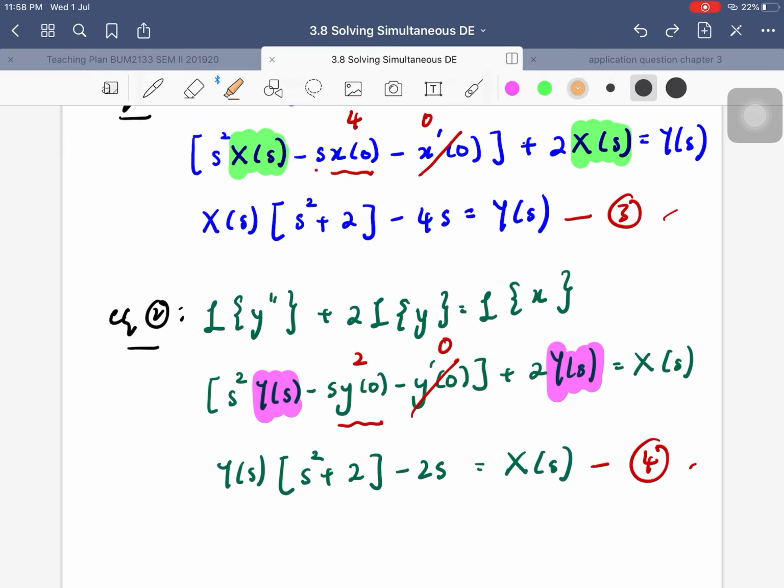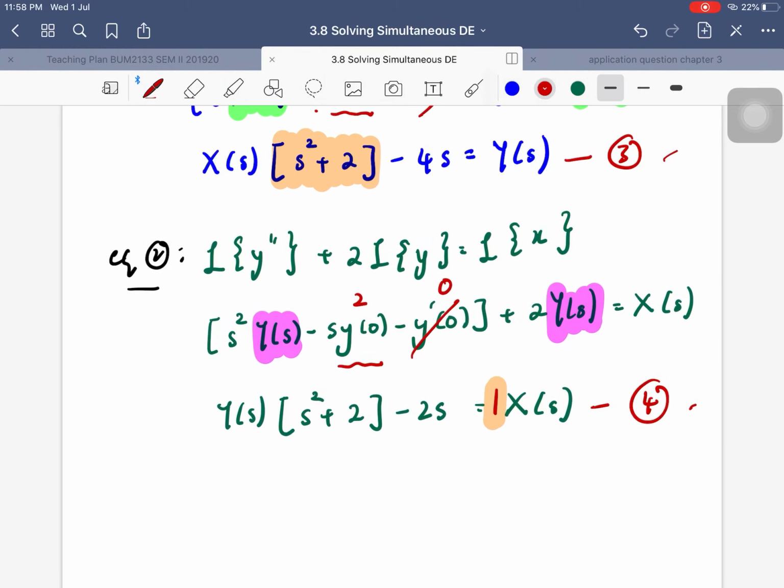For equation number 3, the coefficient of x is given by s squared plus 2. But for equation number 4, the coefficient of x is a constant of 1. So in order to make them the same, equation number 4, the whole term, is to be multiplied by s squared plus 2. Remember, you don't only multiply this term by s squared plus 2, but every single term is going to be multiplied by s squared plus 2. Now let's see what happens when I do that.